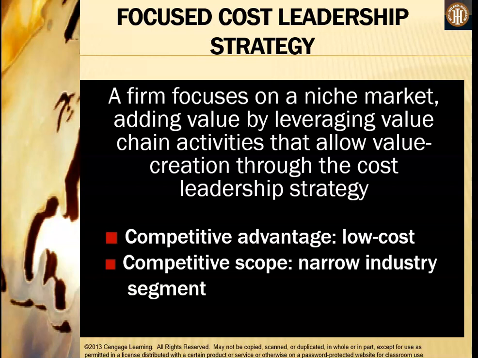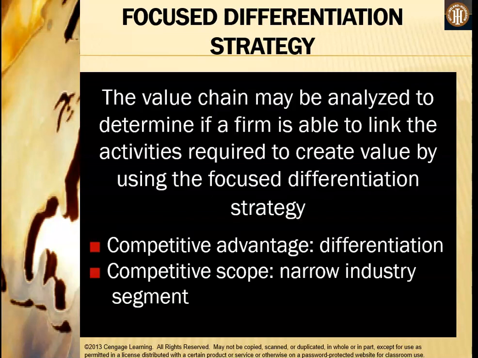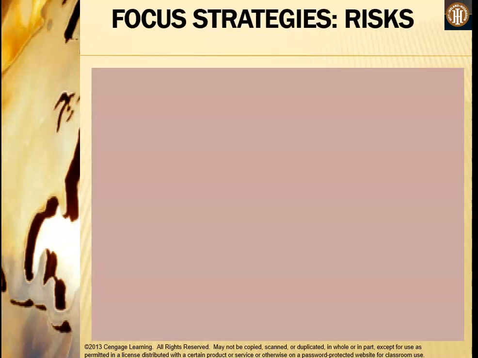A firm focuses on a niche market, adding value by leveraging the value chain activities that allow value creation through the cost leadership strategy. The competitive advantage is low cost, and the competitive scope is a narrow industry segment. For focus differentiation, the value chain may be analyzed to determine if a firm is able to link the activities required to create value by using the focus differentiation strategy. The competitive advantage is differentiation, and the competitive scope is the same, a narrow industry segment.